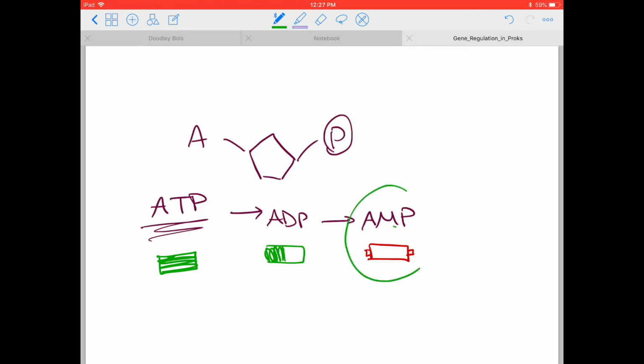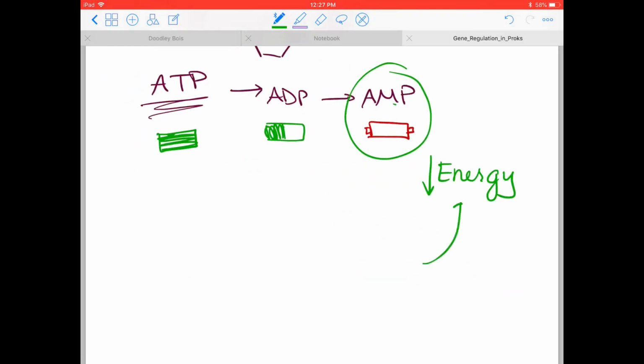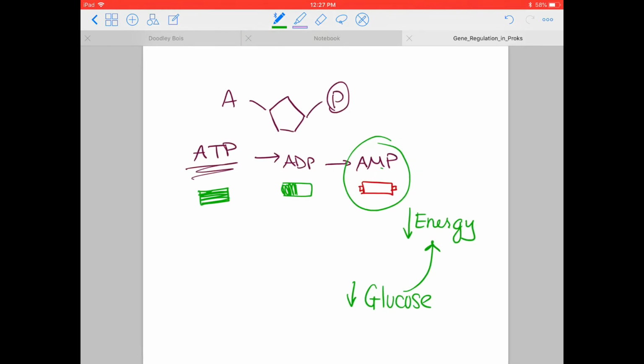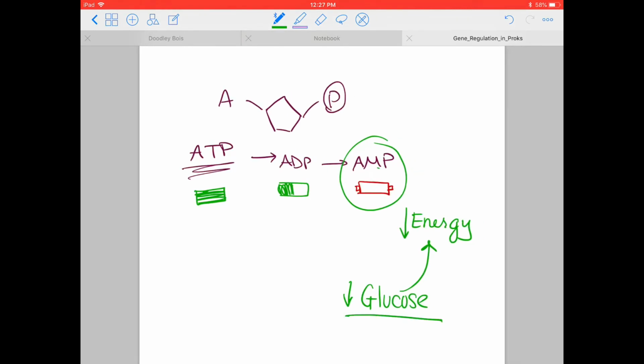And if you have cells that are full of AMP, that means you have very low levels of energy. And if you have very low levels of energy, what that means is that you must have low levels of glucose. Okay? Think that one through for a second. So if you don't have much glucose, you're going to have high levels of AMP. So low glucose equals high AMP.